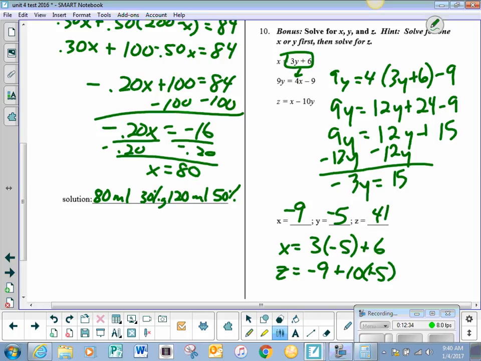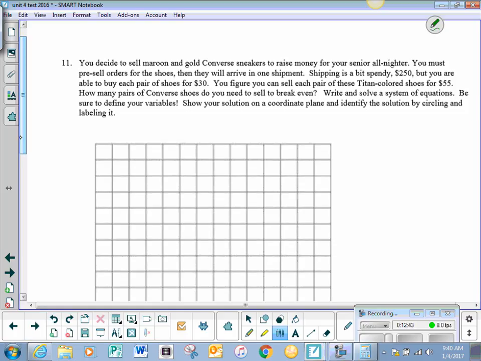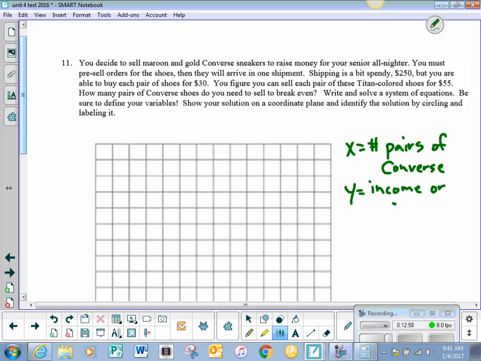If you got one of them right, you got 3 extra credit points. You got 2 right, you got 7. Or percent, I should say. And the last one. So if x is the number of pairs of shoes, and y is your income or cost, how much are you spending on these shoes? $250 plus $30 a pair. How much are you making on the shoes? $55 a pair. Okay, so we're just going to graph those two.